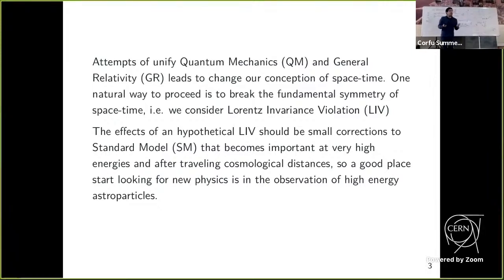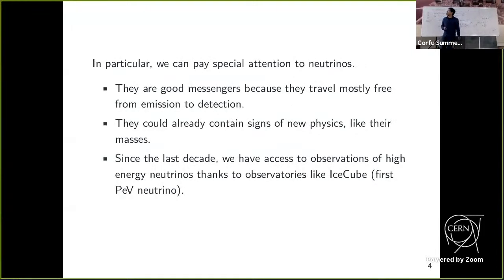is supposed to be small at the usual energies, but becomes important at higher energies and also be accumulative. So the effect increases with long distance. This makes the observation of high energy exoparticles one of the best ways to look for this Lorentz invariance violation. In particular, we can focus on the neutrinos because they travel mostly free because they have very few interactions.